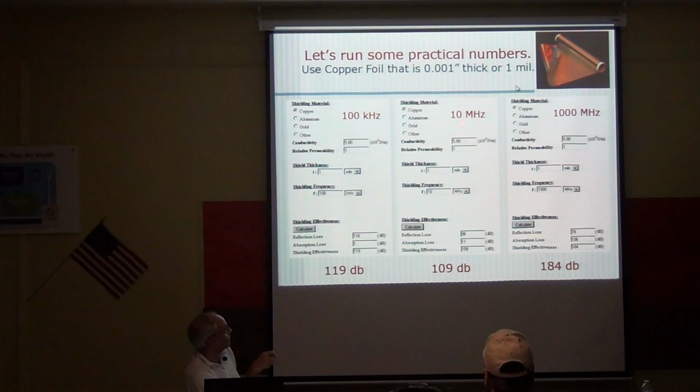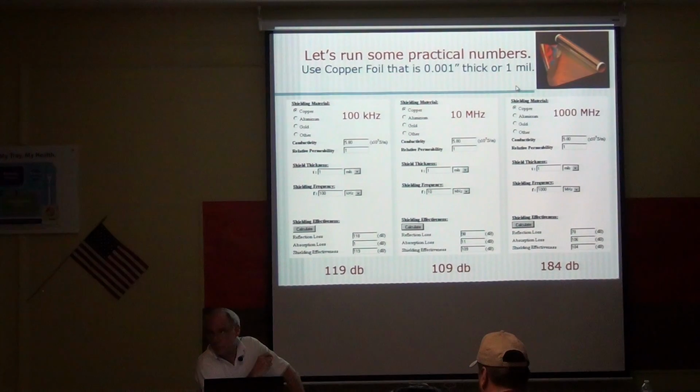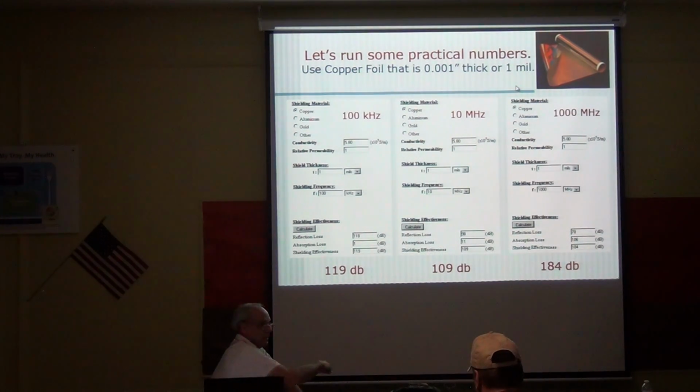A couple orders of magnitude up, same thickness, the reflection loss drops down to 98 dB, but the absorption loss raises to 11, so you're doing about 109. At a gigahertz, you're now working at 78 for reflection, 106 for absorption, and shielding effectiveness is 184. So the higher frequencies are much easier to shield against versus the low, but there's an interaction in that formula that gives you a dip in the middle, and it goes up as you get into the higher frequencies.